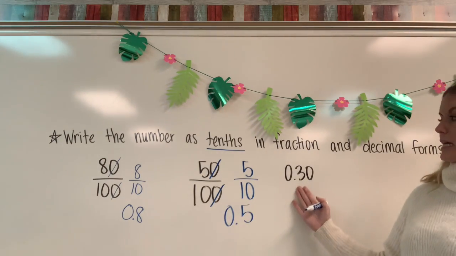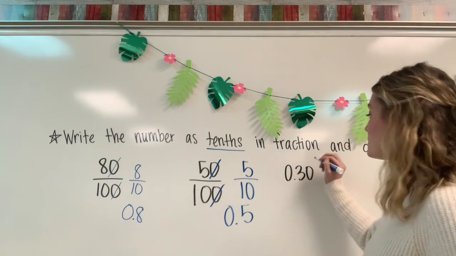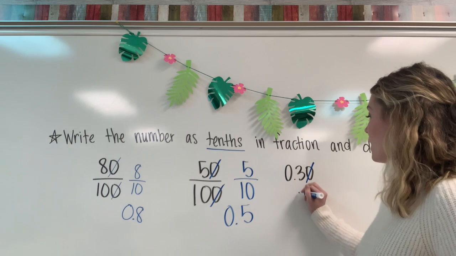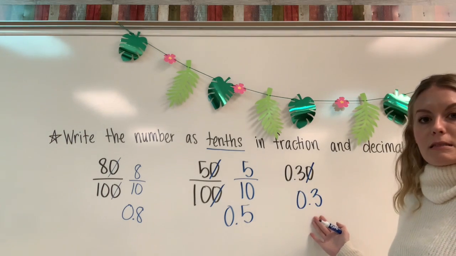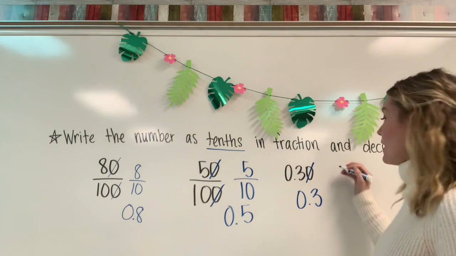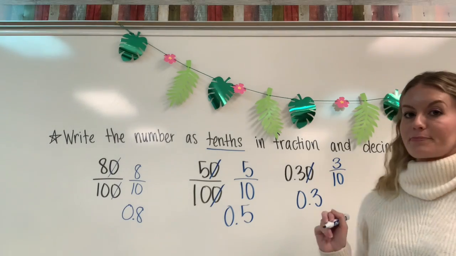Our last one is in decimal form already, but it's in 30 hundredths, and we're going to make it into tenths, so we will take off the 0. Here's our decimal form that we're left with, 3 tenths. And to make that into a fraction, the 3 goes in the numerator and the 10 is the denominator.